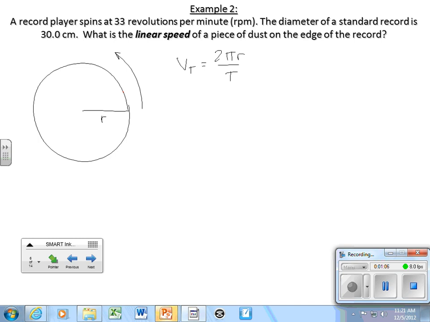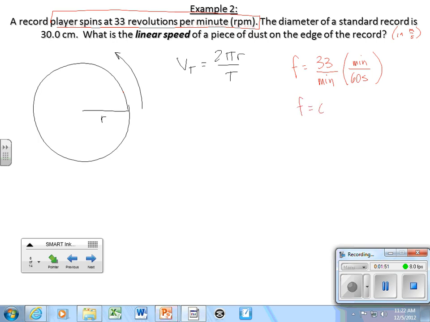For the period, we have this: 33 revolutions per minute. Hopefully you recognize that that's actually a frequency. I'm going to write it like this, 33 revolutions per minute. Therefore, the first thing I'm going to do, especially if we want this in meters per second, is turn this into revolutions per second. In a minute there are 60 seconds, so this turns into 33 divided by 60.